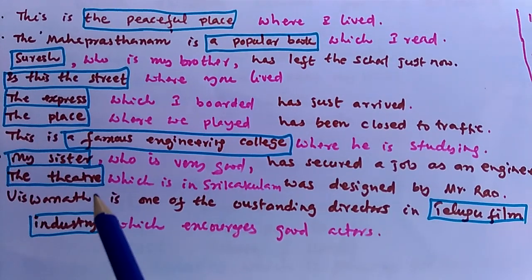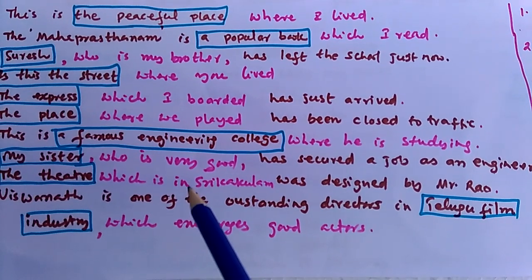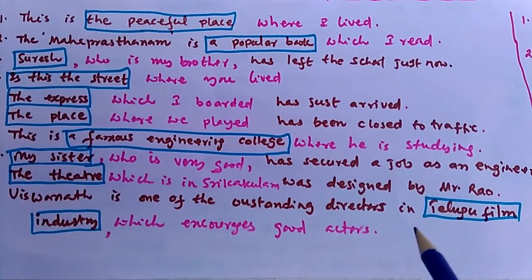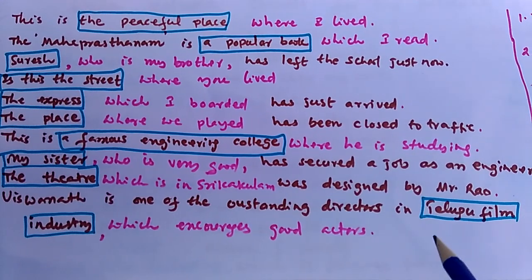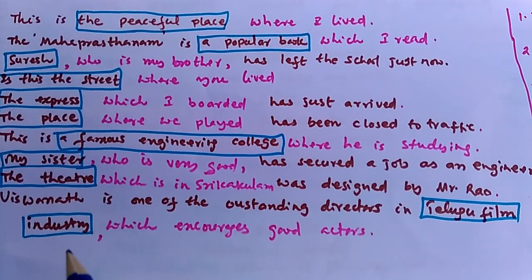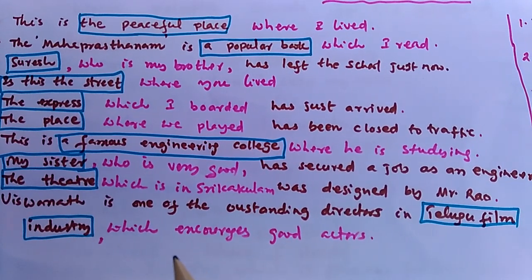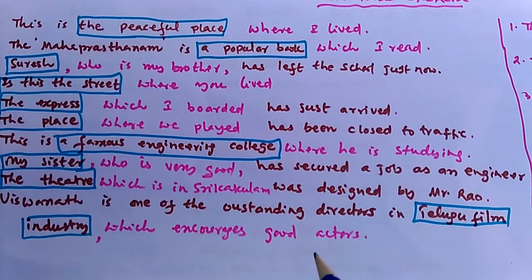And next, the theater. Which theater it is, we don't know. So the clause next to it is a defining clause. And next one, in this example, the antecedent is Telugu film industry. By the antecedent itself, we can easily know which industry it is. So it is a non-defining clause. So it is kept between commas.